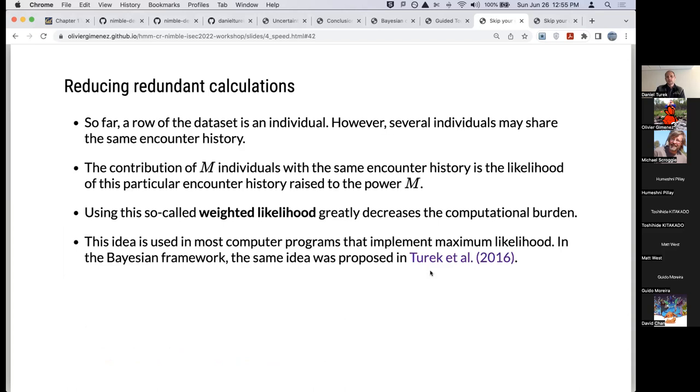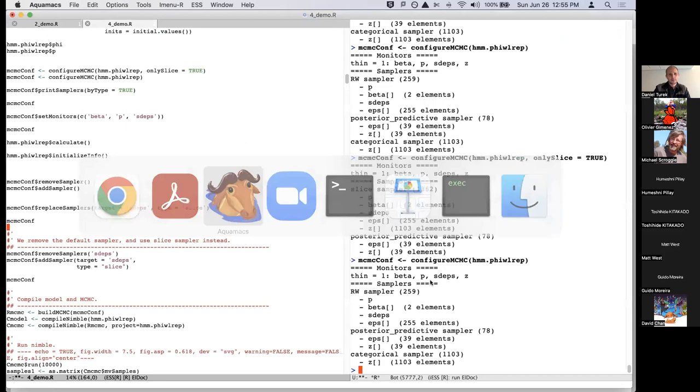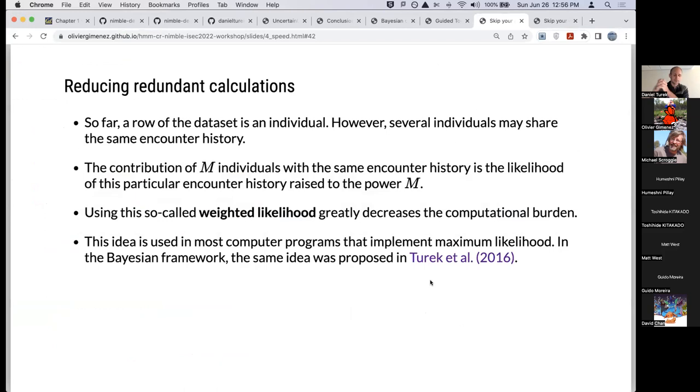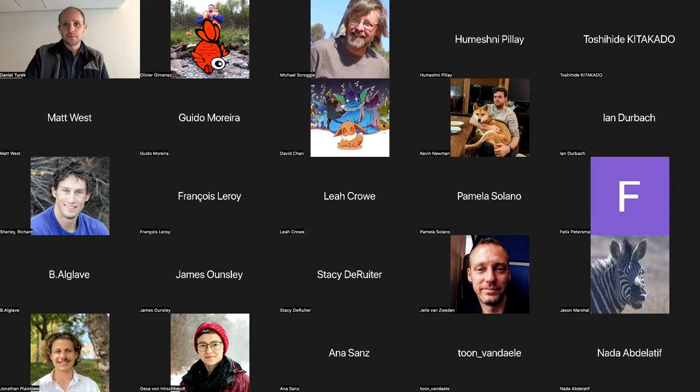I'm about out of time here, and I apologize, but there's also the weighted likelihood approach, which was also proposed in this paper. It's not actually shown here, but it's an approach for when you have repeated capture histories: you can remove the latent states and weight the likelihood according to the number of times those histories are repeated, and greatly improve mixing as well. So I'm going to stop right there.